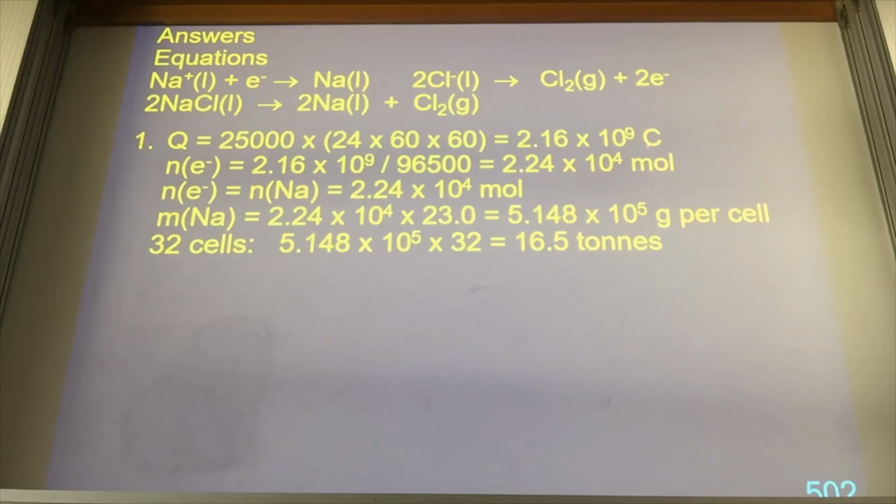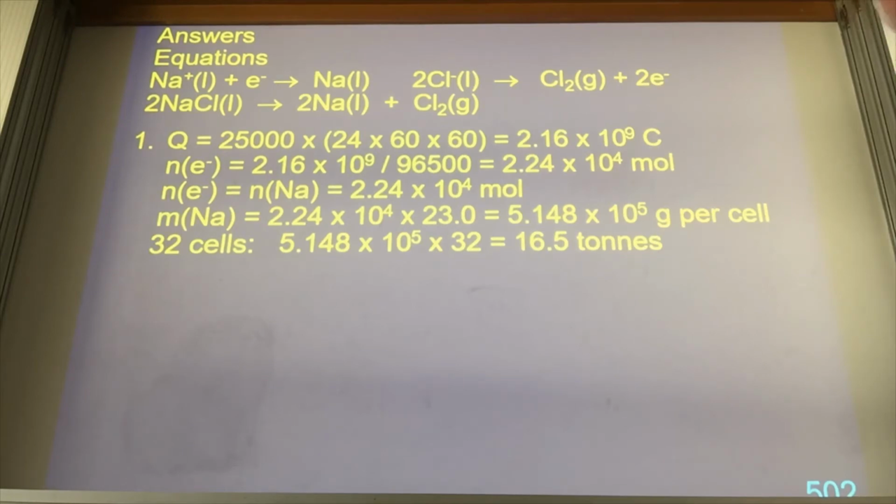So then we convert coulombs to moles of electrons by dividing by Faraday's constant. Then we've got the number of moles of electrons. We want moles of sodium. Well, from our half cell equation, we see it's a 1-to-1 mole ratio. That's nice and easy. So we've got the same number of moles of sodium as electrons. So if we want the mass of sodium, we multiply that by 23 and we get 5.18 times 10 to the 5 grams.